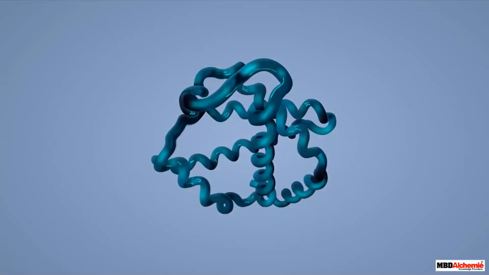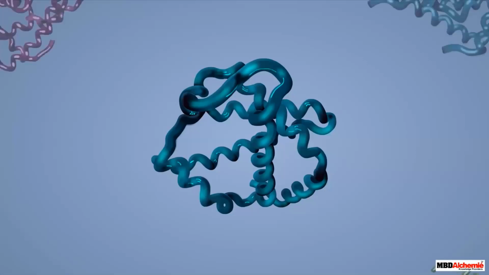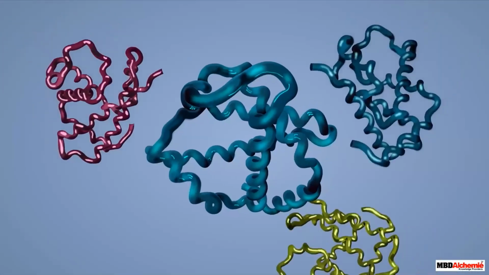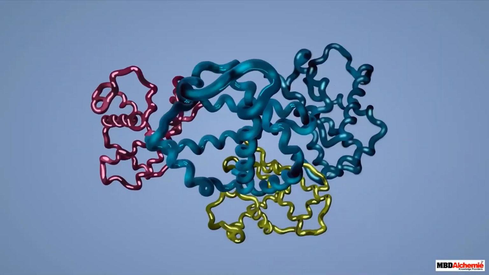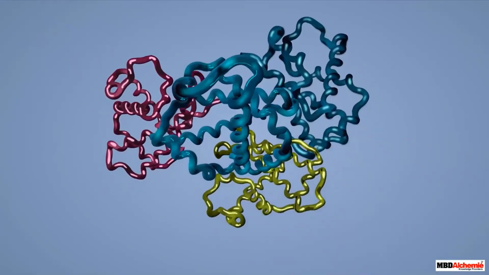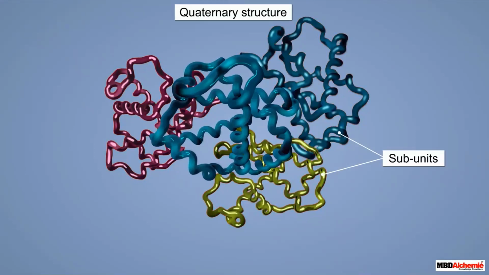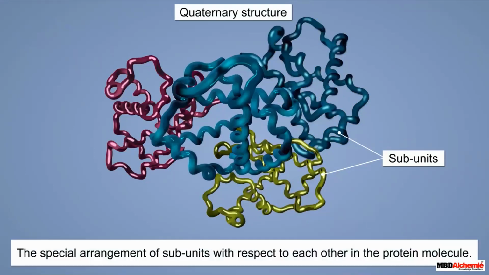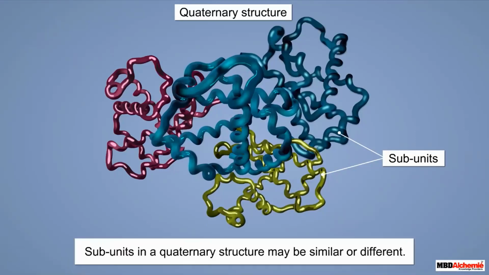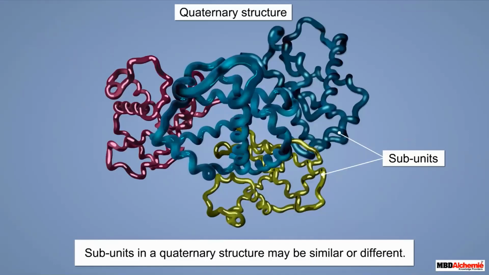Although many proteins consist of a single polypeptide chain, there are some proteins which consist of 2 or more polypeptide chains. These polypeptide chains are referred to as the subunits. The quaternary structure is the special arrangement of these subunits with respect to each other in the protein structure. These subunits in a quaternary structure may be similar or different.